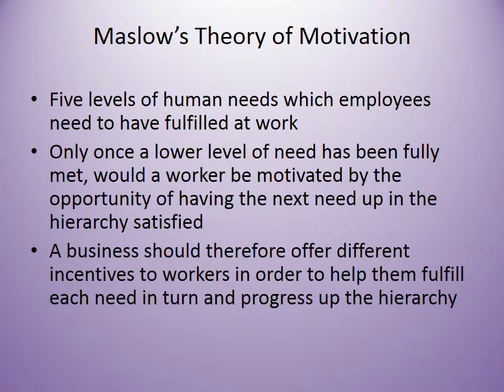Next, we have Maslow's theory of motivation. Now, Maslow looks at human needs, and he's got 5 levels that need to be fulfilled in order for you to be fully motivated at work. Only once a lower level has been fulfilled would the worker be able to be motivated by the opportunity of having the next needs met if the hierarchy is satisfied. And then the business should therefore offer different incentives to workers in order to help them fulfill each need in turn and progress up the hierarchy.